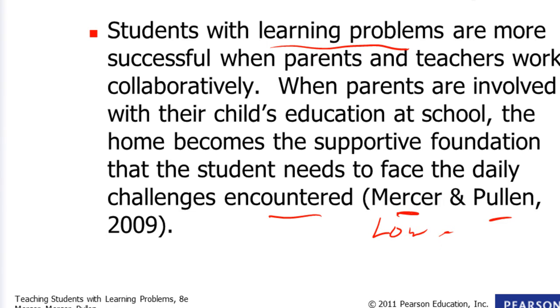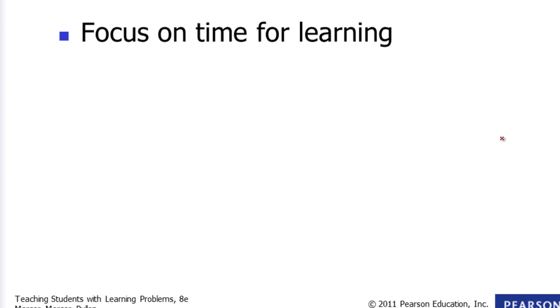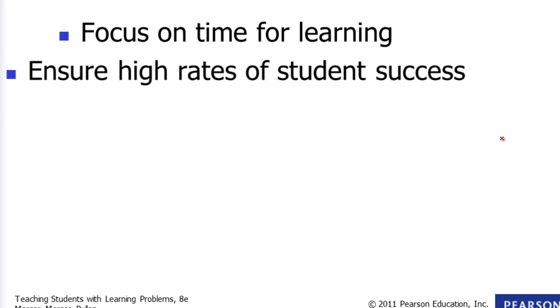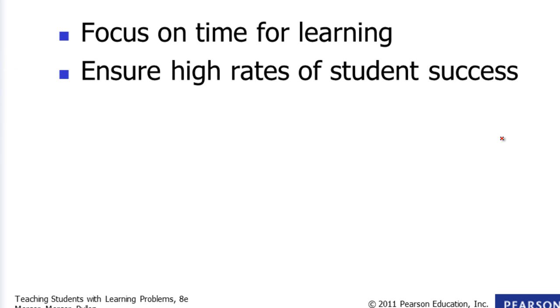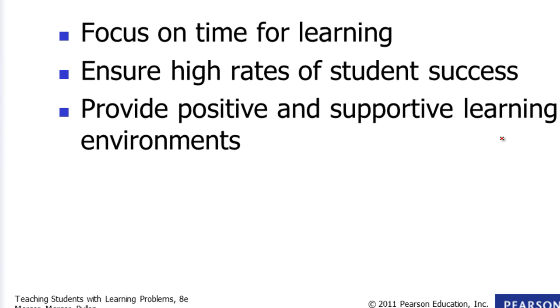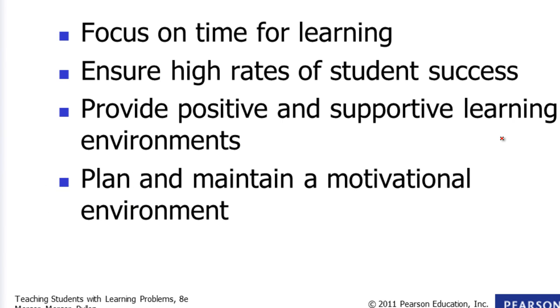You'll work hard to collaborate with parents, but just know that that will not absolve you from your responsibility to the child, because sometimes the parent is emotionally and academically overwhelmed to work with the child. What are these variables? Well, you have to focus on time for learning, high rates of student success. In other words, you give them things at the level that they can be successful with. Positive, supportive learning environments, that's you. Plan and maintain a motivational environment. We talked about that at the beginning, that's you.